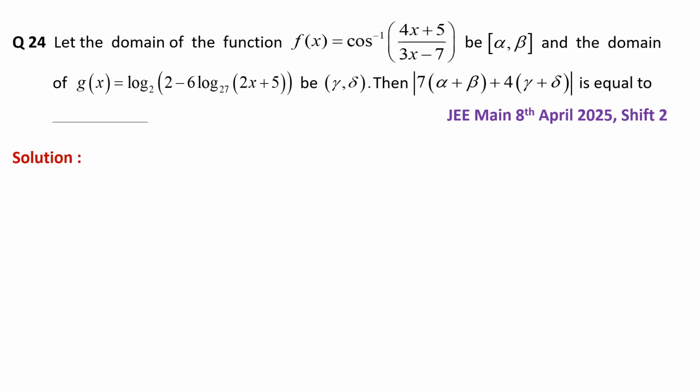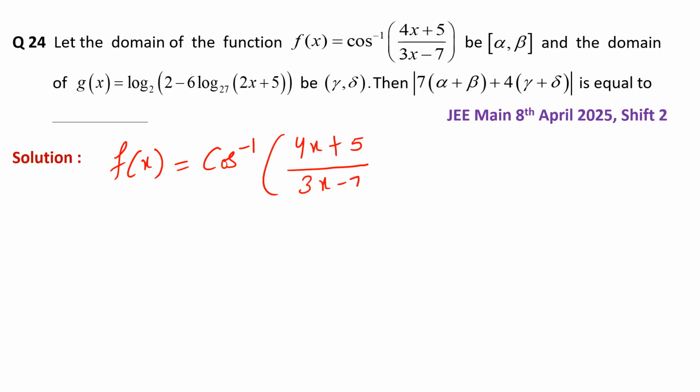Now students, we know that domain of the function cos inverse x is closed interval minus 1 to 1. And we have been given f of x equal to cos inverse of (4x plus 5) whole divided upon (3x minus 7). So that means (4x plus 5) whole divided upon (3x minus 7) must lie in closed interval minus 1 to 1 because it is acting as input for the function cos inverse.